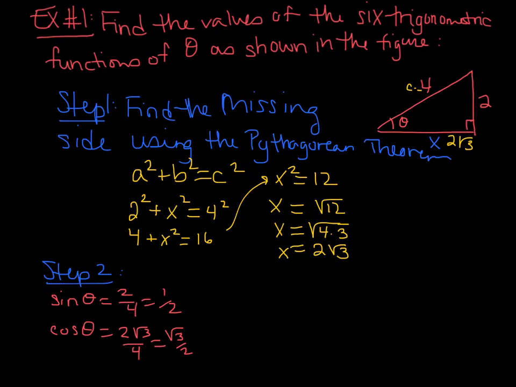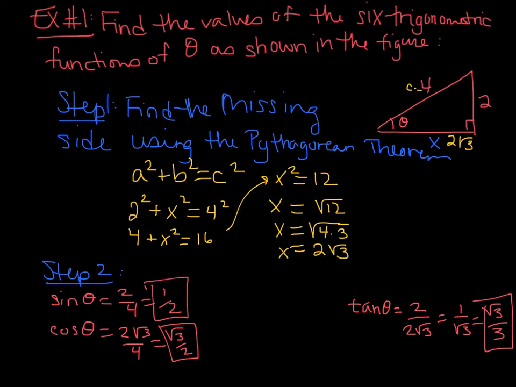I'm also going to find my tangent. My tangent is my opposite over adjacent, which is going to be 2 over 2 radical 3, or 1 over radical 3. And when I simplify that, I get radical 3 over 3. So now, I have the first 3, now comes the reciprocal trig functions.